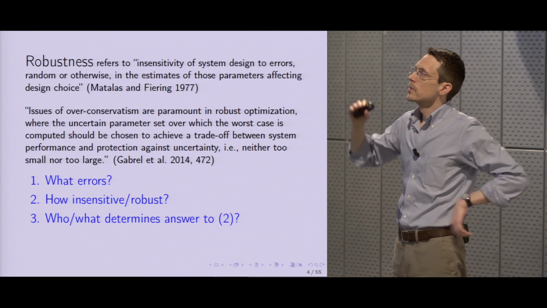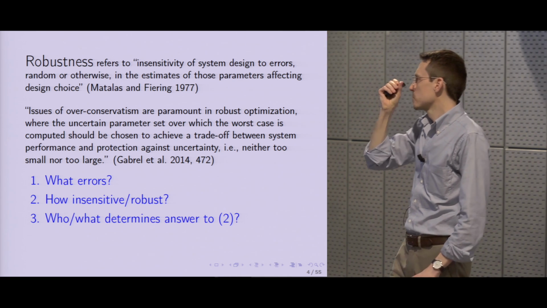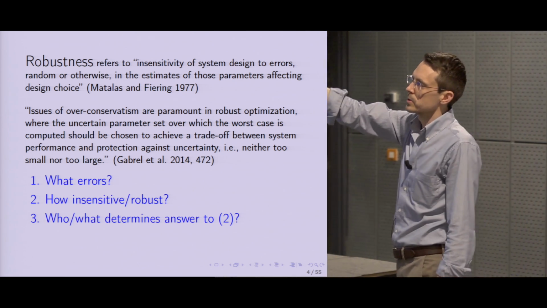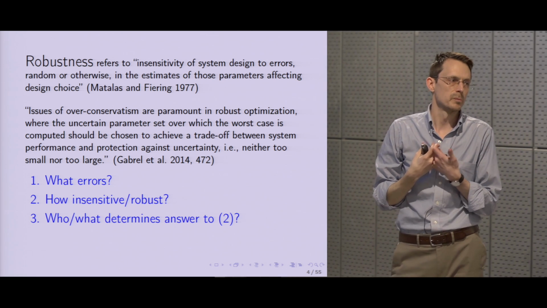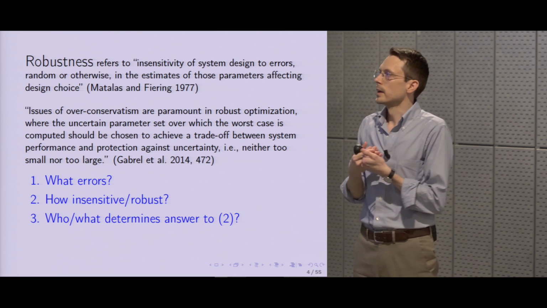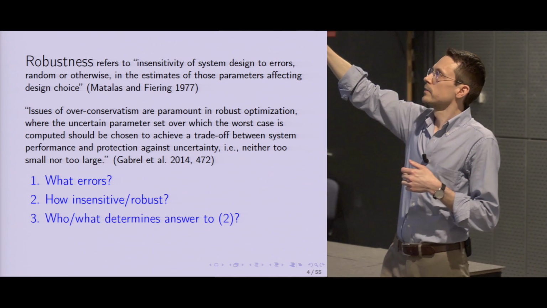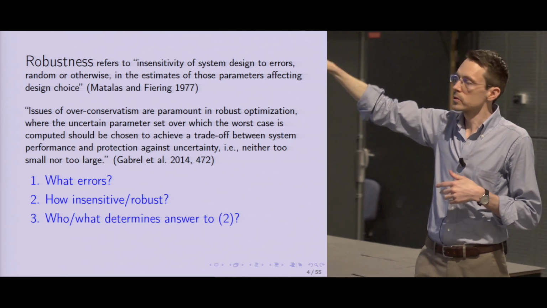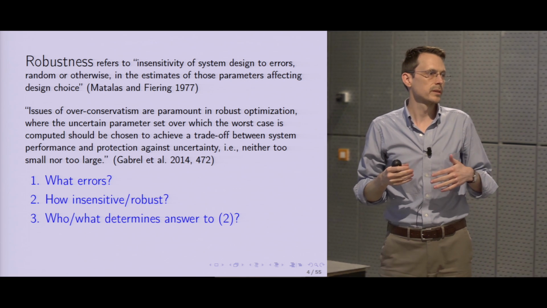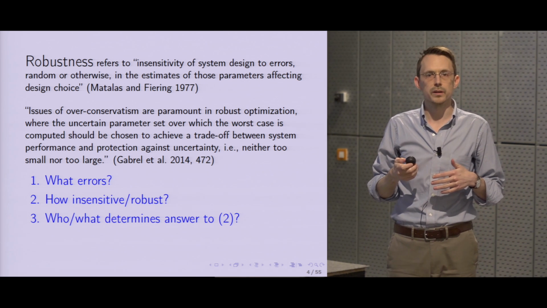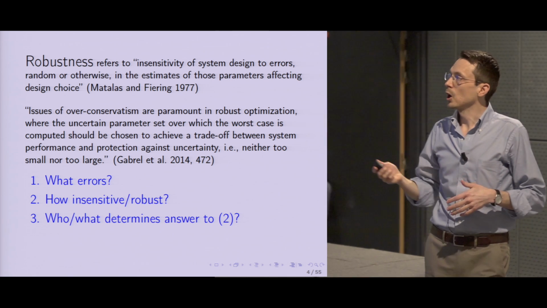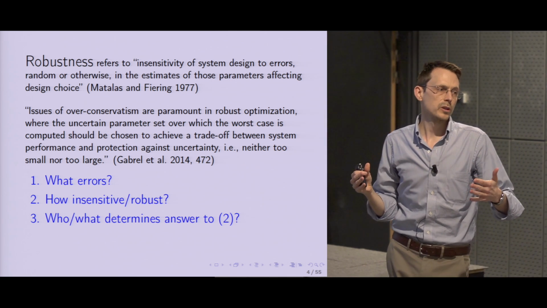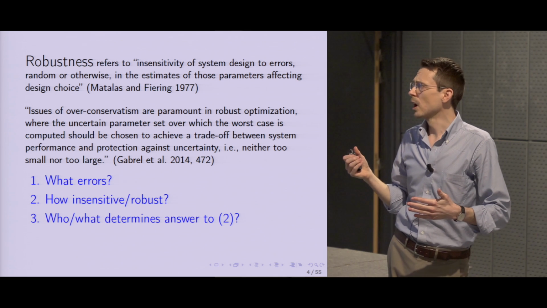So in light of those ideas from those quotes, these 3 questions at the bottom are what we're going to ask about each of those 4 methods. First, if robustness is insensitivity to errors, what errors? And I'm setting this up in such a way that the answer to that question is always going to be errors in probability judgments. Second, how insensitive or how robust? So how much error do you want to be robust over?